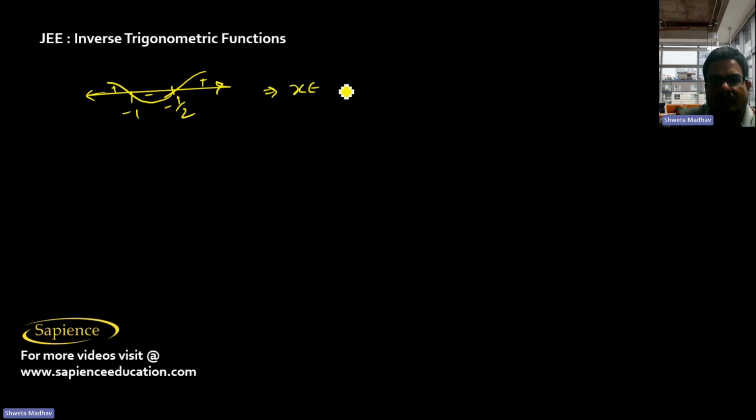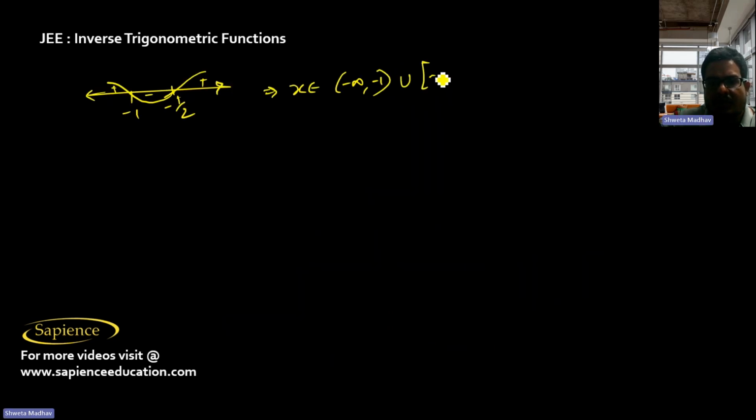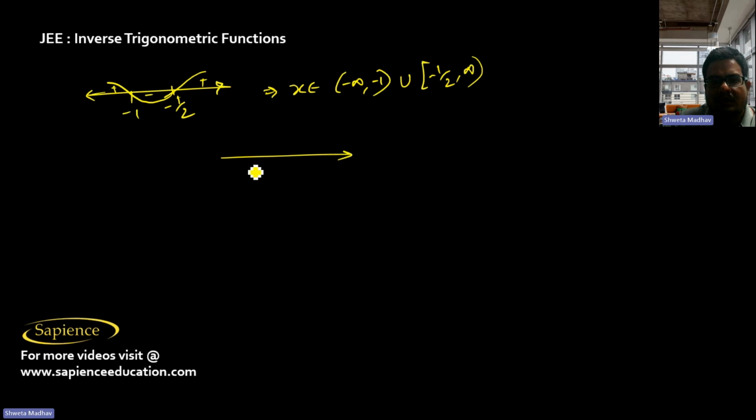So it will be x belongs to minus infinity to minus 1, minus 1 we should not include, union minus half to infinity, we have to include minus half. So here this is minus 1, this is minus half. Minus half to infinity we can take, and here minus infinity to minus 1 I can take. Here minus 1 is not included in both the cases, and minus half to infinity this also I can take. So it means this is the common region.